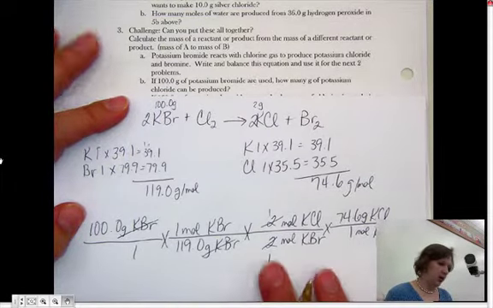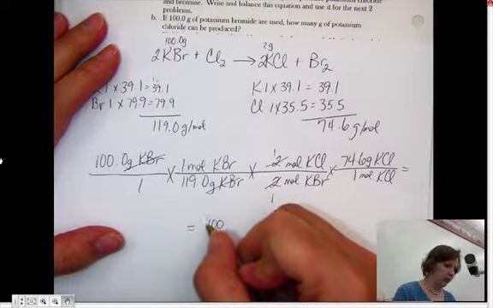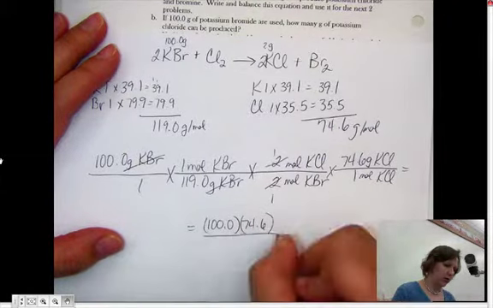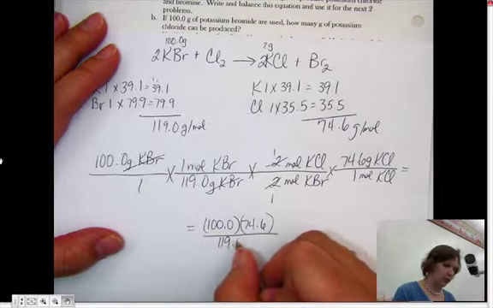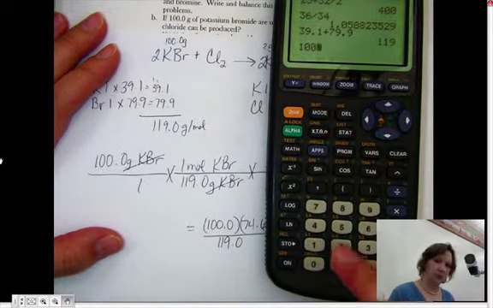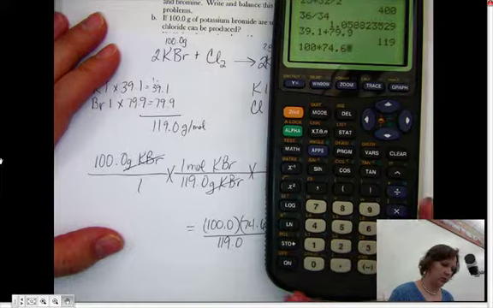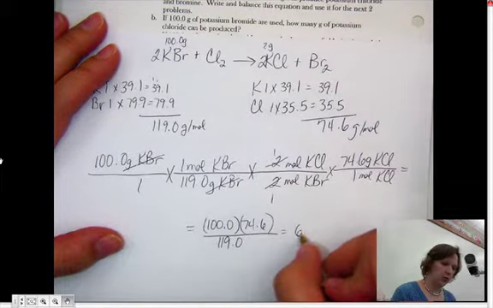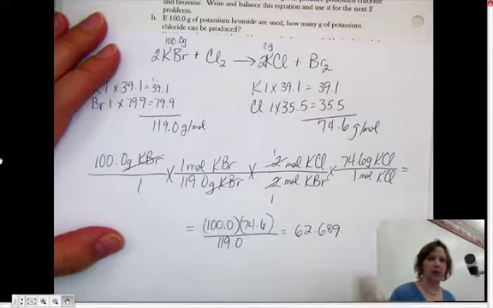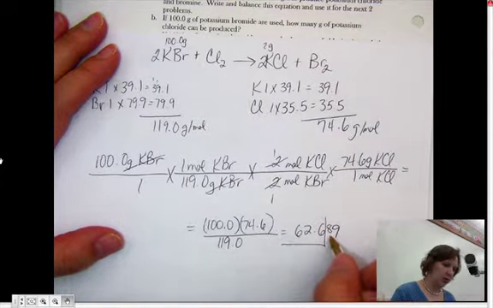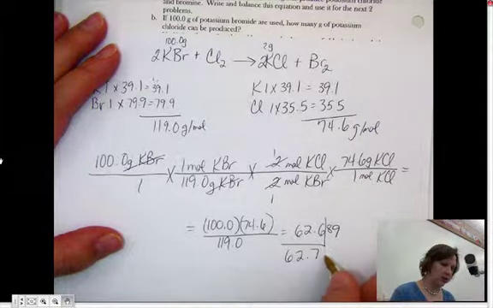Okay, so now the math is going to be 100. I simplified my 2, so 100 times 74.6 divided by 119. Well, 100 times 74.6 is 7460. Divided by 119. 62.689 something. How many sig figs do we want in our answer? Well, this is 4. This is 4. This is 3. Let's go with 3. 8 makes that round up, so 62.7 grams of KCl.